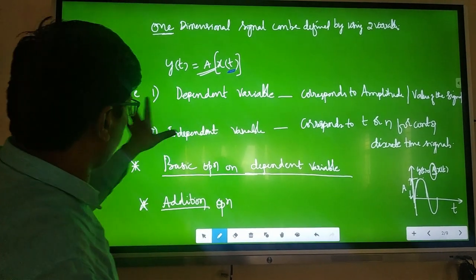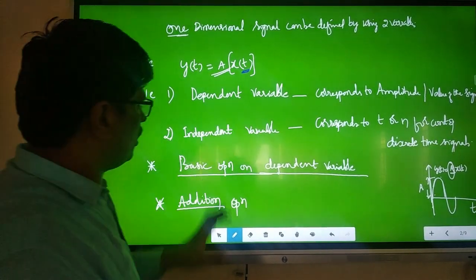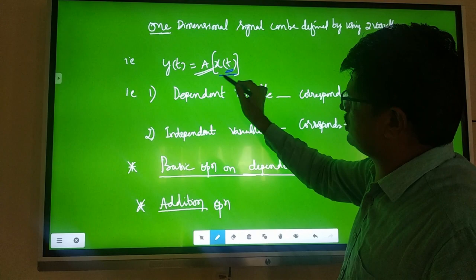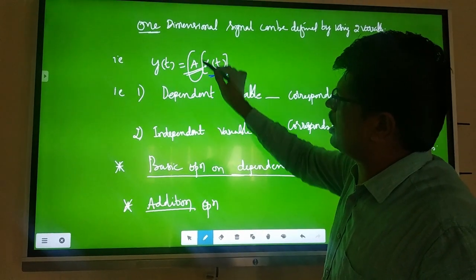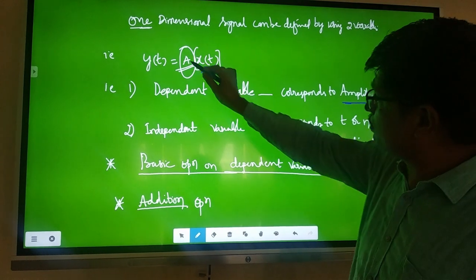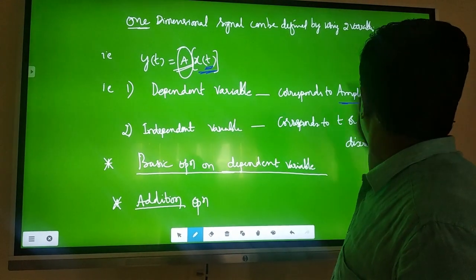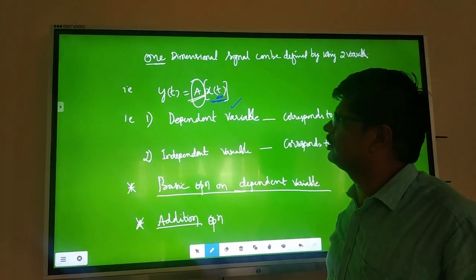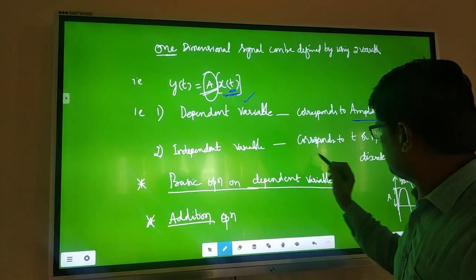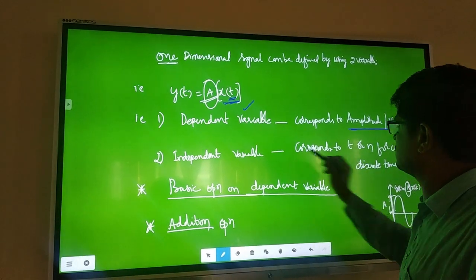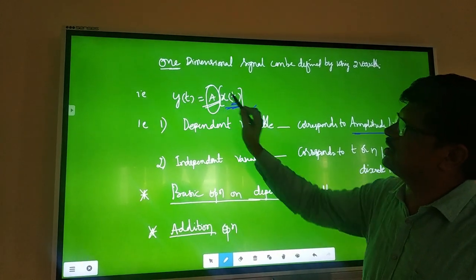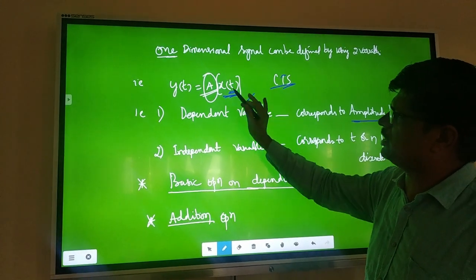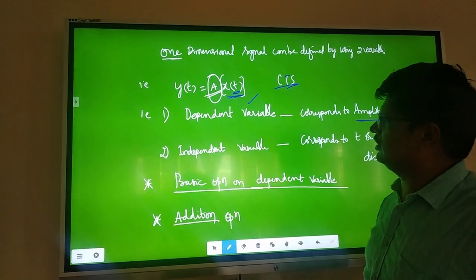Now let us see, dependent variable means what actually? The dependent variable here corresponds to the amplitude or value of the signal. For example, this variable x of t corresponds to the amplitude or value of the signal. This x of t depends on this a. That is called the dependent variable. The independent variable is t or n. In this case, we are taking continuous time signals. Therefore, y of t output depends on a into x of t, continuous x of t.